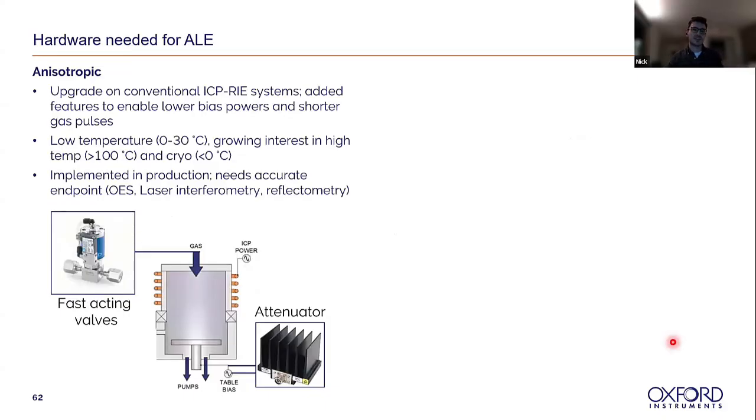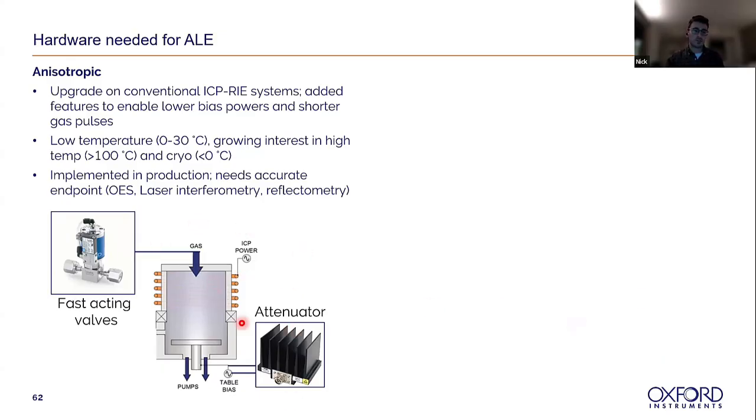Fortunately, ALE is very similar to RIE. The anisotropic ALE processes that we have are typically performed on our ICP RIE systems with a few upgrades. The two main ones are the fast-acting valves, which allow us to do very short doses of the chemistry, half cycle A, and the bias power attenuator. That allows us to go to very low ion energies and make sure that we're not damaging the material as we're processing.